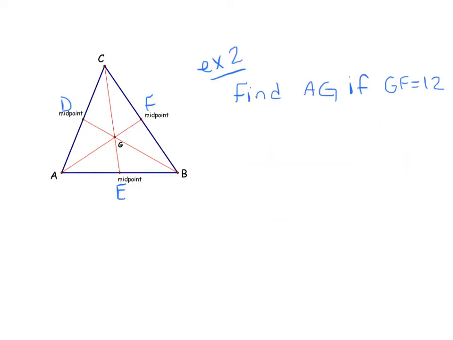Now if you notice, the second example says find AG if GF is equal to 12. So this segment over here is 12. Well, this one's slightly different because we don't have the entire thing, but we do know that if AG is 2/3 of AF, that must mean that GF is 1/3 of AF. Well, that would mean to me that AG would be 2 times as big as GF. So AG would equal 2 times 12, or 24.